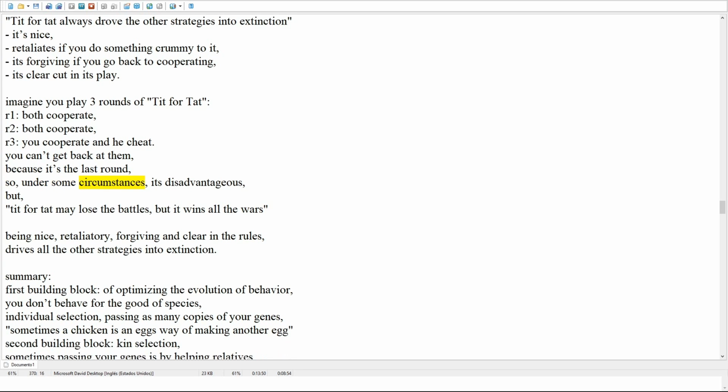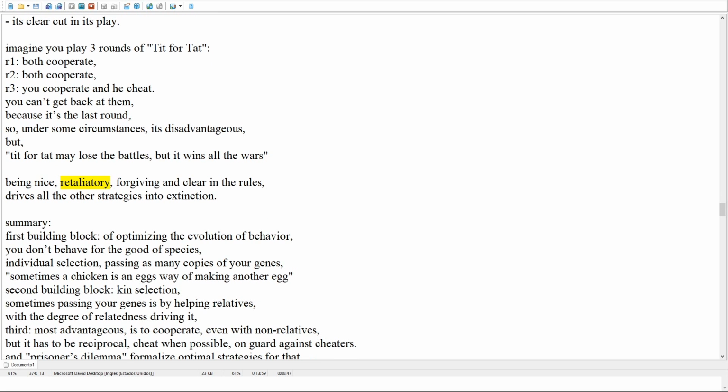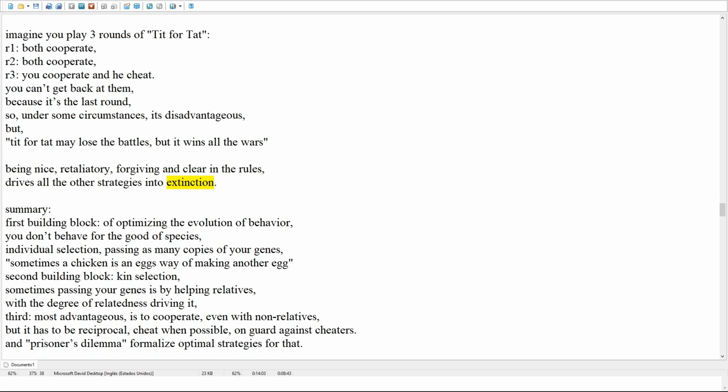So, under some circumstances, it's disadvantageous. But tit for tat may lose the battles, but it wins all the wars. Being nice, retaliatory, forgiving and clear in the rules drives all the other strategies into extinction.